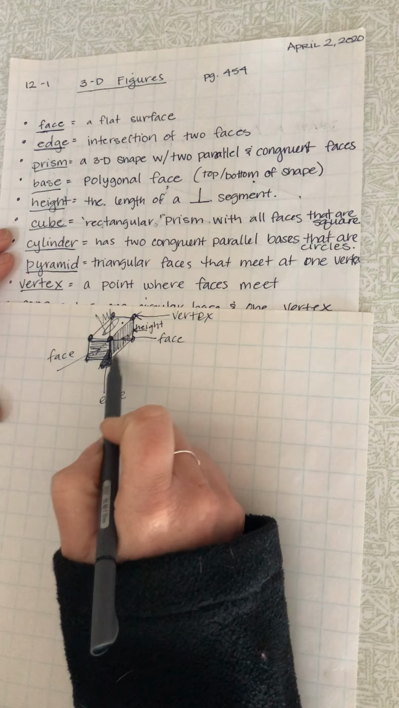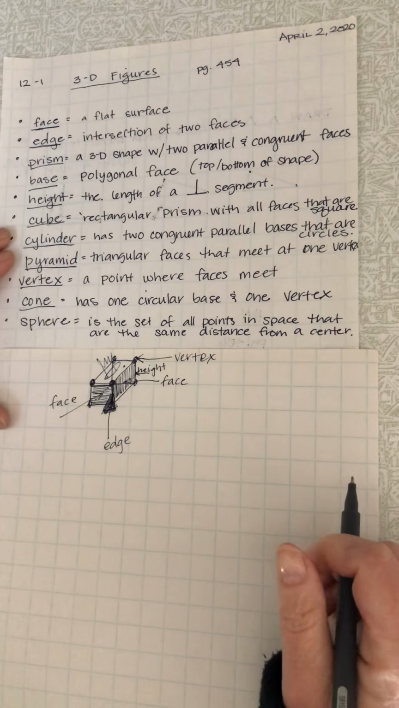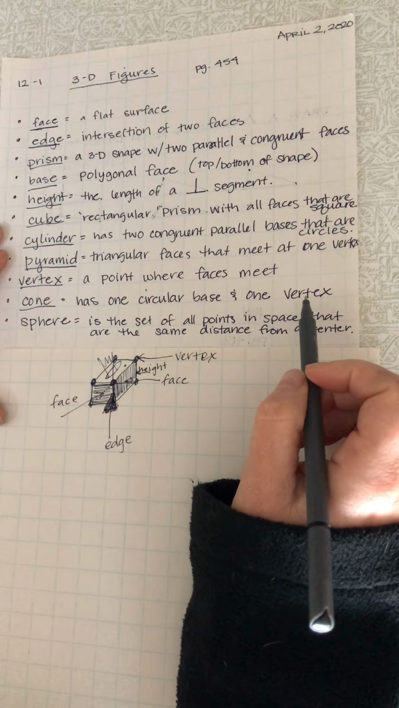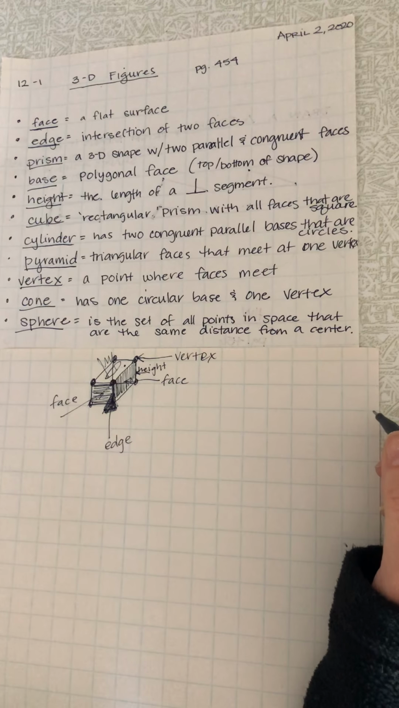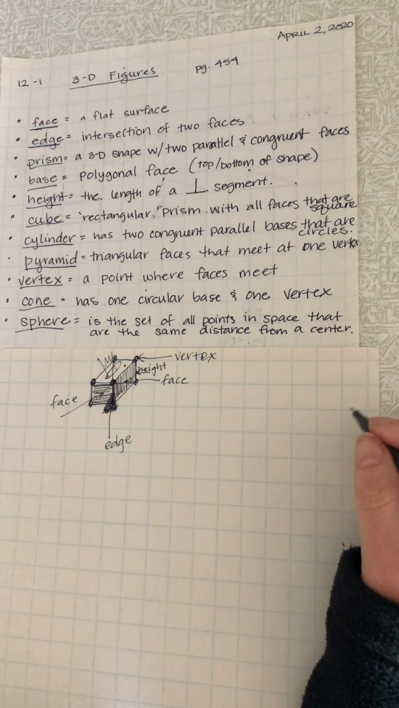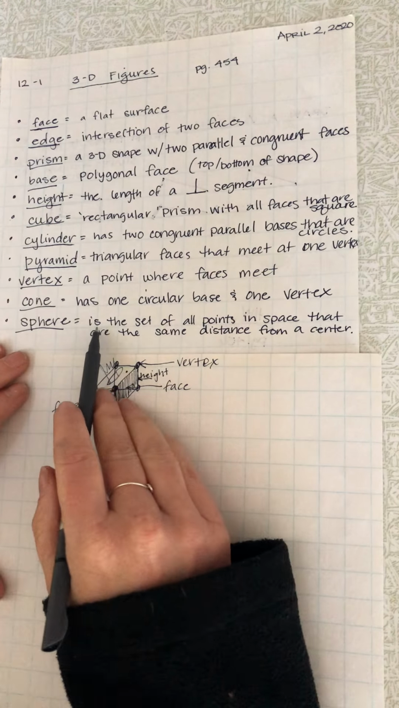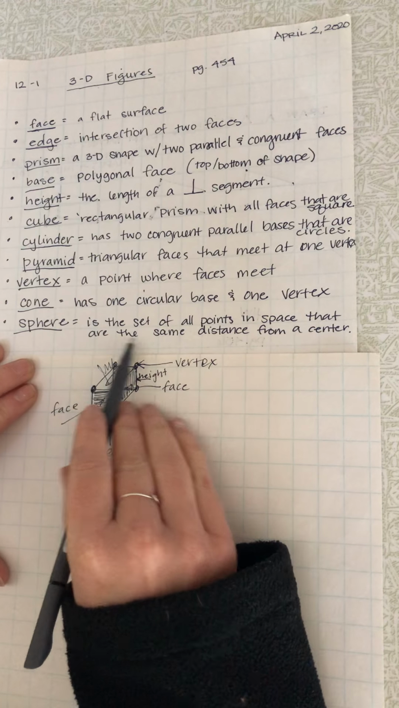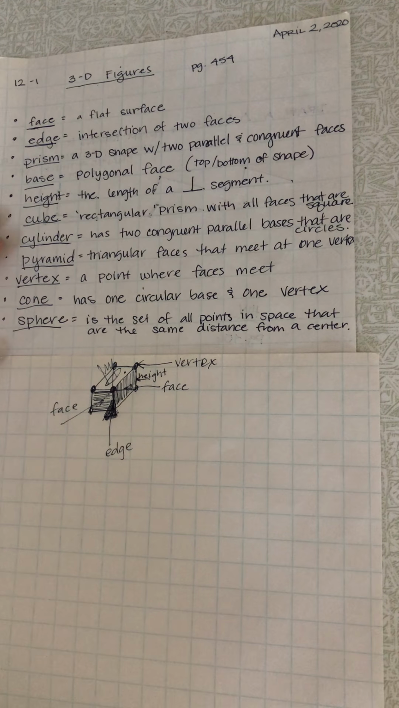Okay, so all those. A cone. Think of an ice cream cone or a construction cone. It has a circular base and it has one vertex at the top. And then a sphere, it has no bases, it has no vertices, everything is floating around the same space. And the definition in your book says, it's a set of all points in space that are the same distance from a center point. Okay.